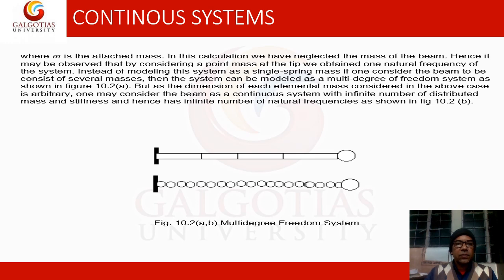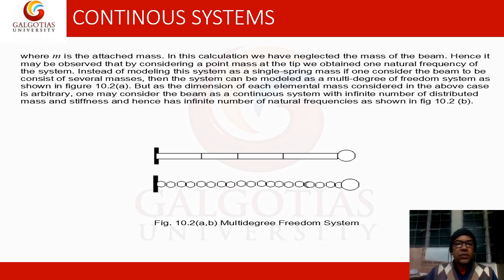In this calculation we have neglected the mass of the beam. Hence it will be observed that by considering a point mass at the tip, we have considered only one natural frequency of the system. Instead of modeling this system as a single spring-mass, if one considers the beam to consist of several masses, then the system can be modeled as a multi-degree of freedom system as shown in the figure.